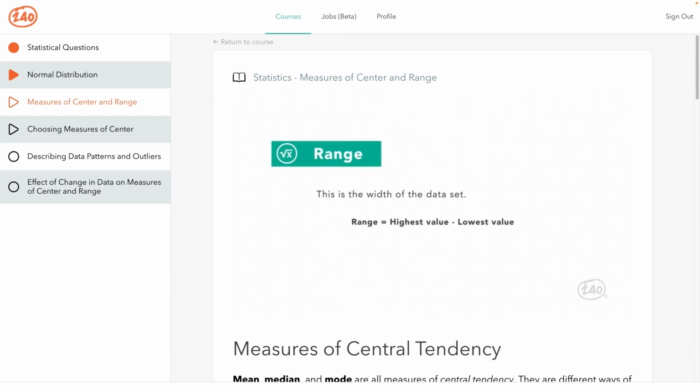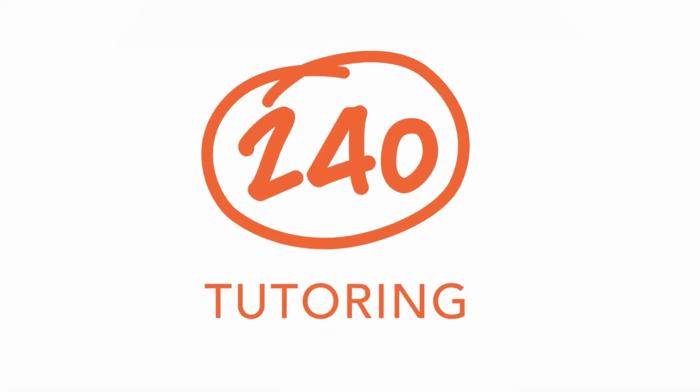The range is the difference between the highest data value and the lowest data value. In general, the greater the range, the more spread out the data is. The smaller the range, the more it clusters together.